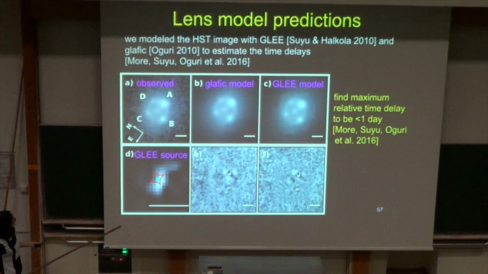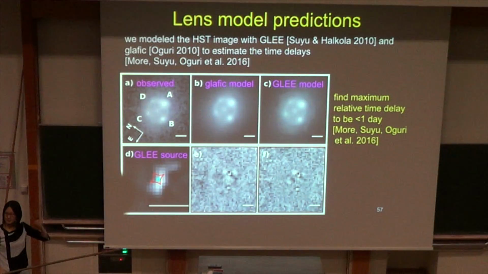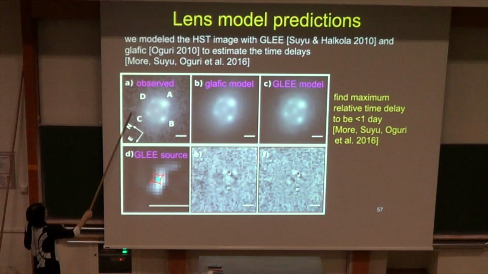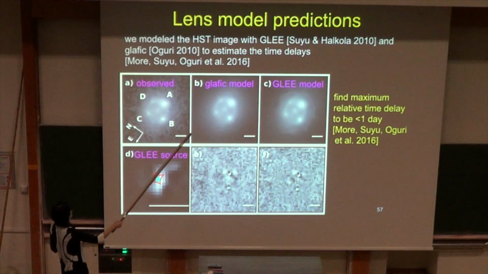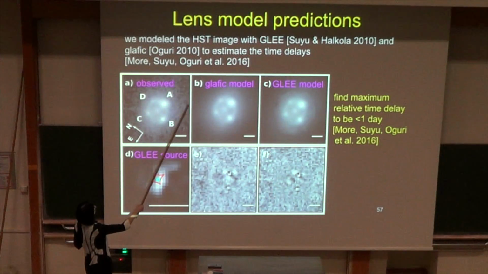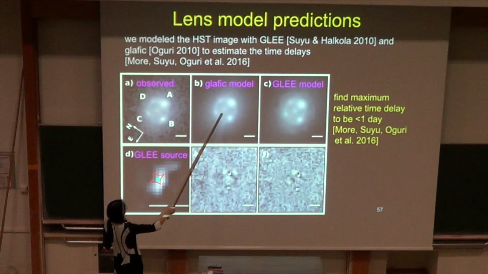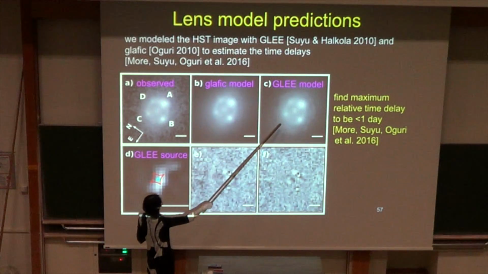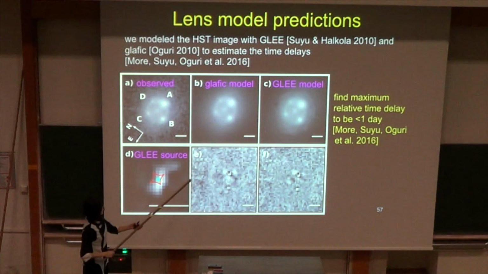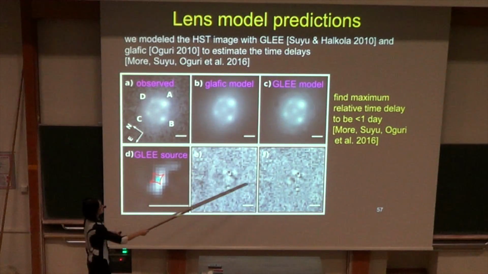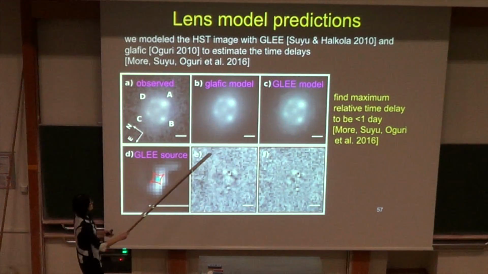So then my collaborators and I tried to model this system to predict what the delay would be, which would also help in monitoring the system to get the time delays. Shown here is the HST image of the system. This is the model by Anupreeta More and Hasan Lugari using Glafic. And this is the model that I got with Glee. And these are the residuals, the difference between the model and the data for Glafic. And I believe we're able to model the system pretty well.